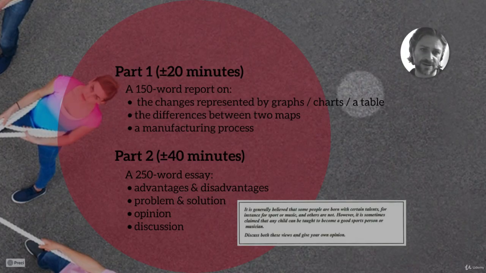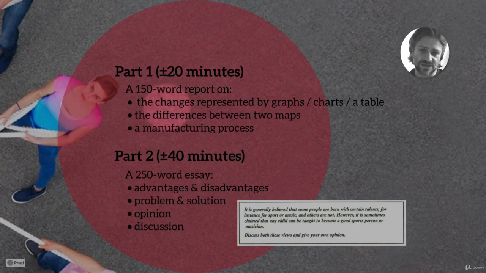So let's have a look at that. So part 1 is recommended 20 minutes, so there's no limit. You can spend longer than 20 minutes or shorter than 20 minutes if you want, but it's recommended that you spend 20 minutes out of the full 1 hour that you get for the whole exam on part 1, and that's where you have to write 150 words, a report on one of these things.